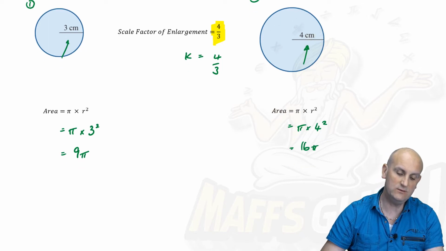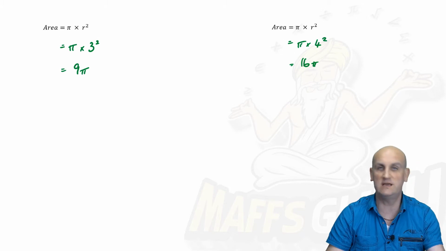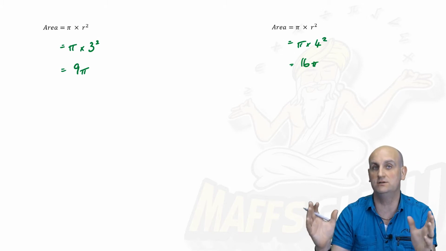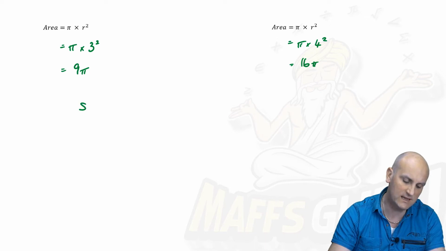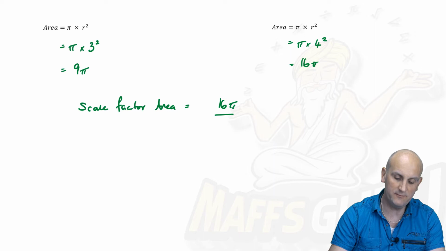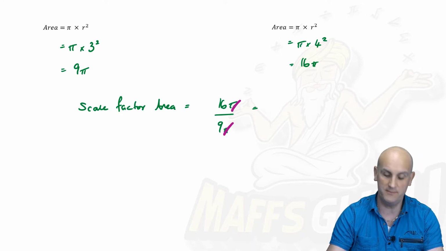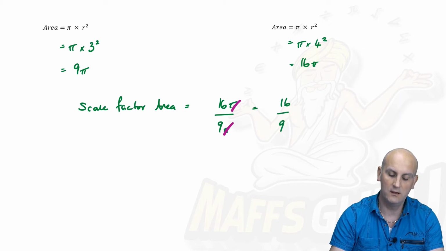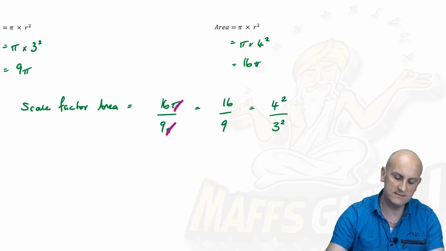So now, let's see whether we can work out the ratio by which our areas have grown. We've made one radius larger, but what's happened to our areas? Well, our scale factor for area is going to be equal to the bigger area, 16 pi, divided by my smaller area, which is 9 pi. First things first, we know the pi's can cancel. Is there a value that goes into 16 and 9? No, there isn't. So it's 16 on 9. Hold on a moment. I know that 16 is 4 squared and I know that 9 is 3 squared, which means I can write this as 4:3 all squared.